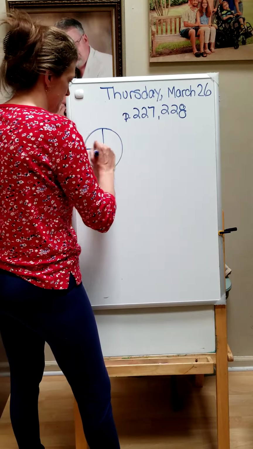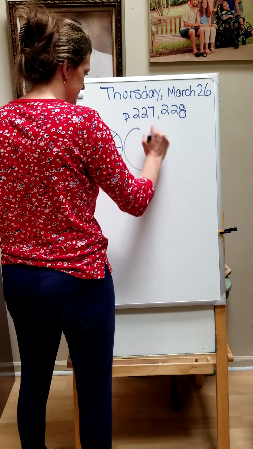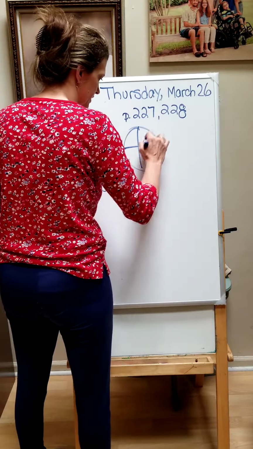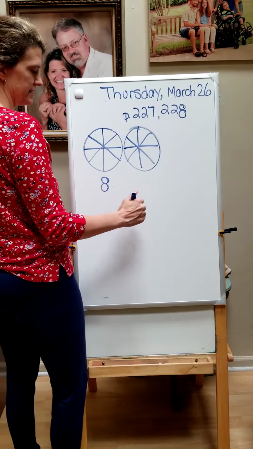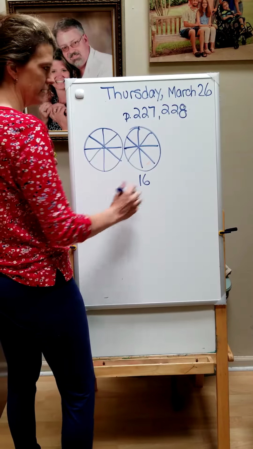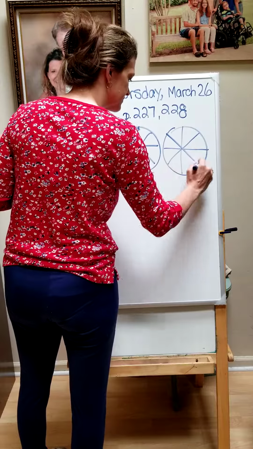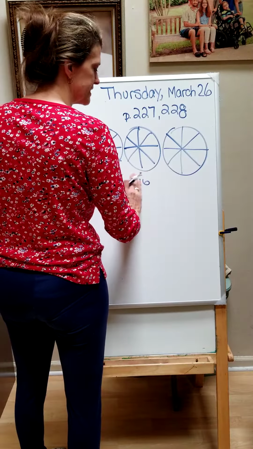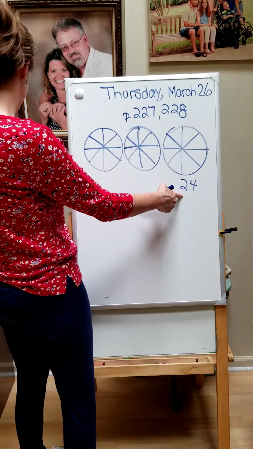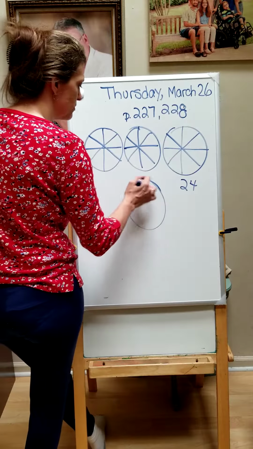8 slices. Here's one pizza with 8 slices. How many do I need? I need 32. Here's another one. If I have 2 pizzas, that's going to make 16 slices altogether. Okay, 3 pizzas. What is that going to make? 3 times 8 is going to be what? 24. But I still don't have enough because I need 32 slices. One more pizza.